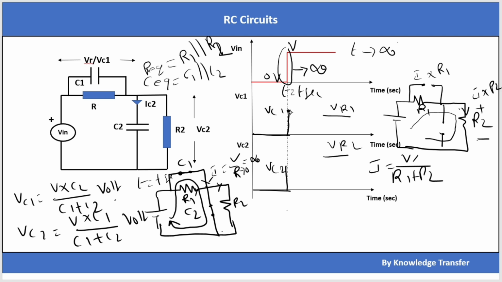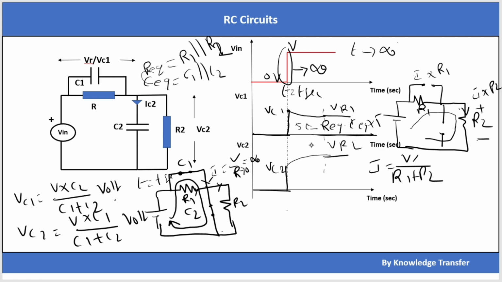So after five tau, that means five time constants, this VC1 exponentially decays and this one exponentially rises to VR1 and VR2 correspondingly. This time five tau is five time constants, where tau is equal to R equivalent into C equivalent, which we already told here. Here the settling time is R equivalent into C equivalent into five, which is the five tau constant.